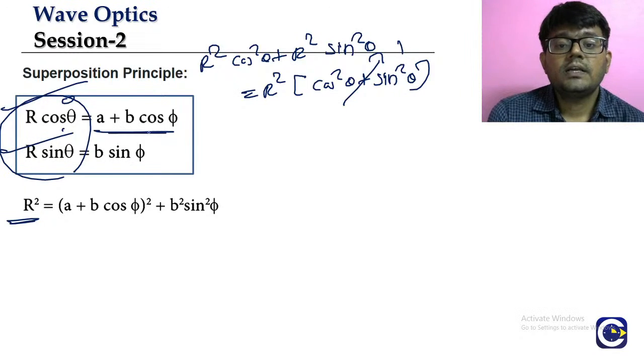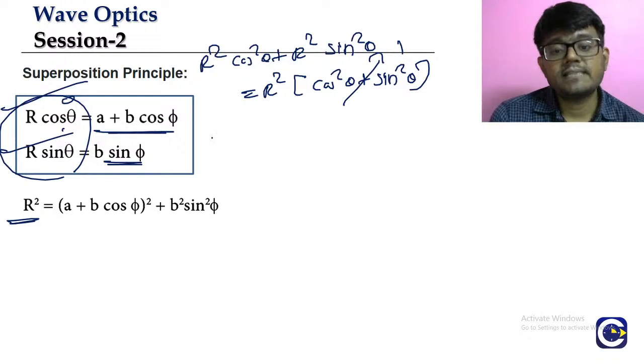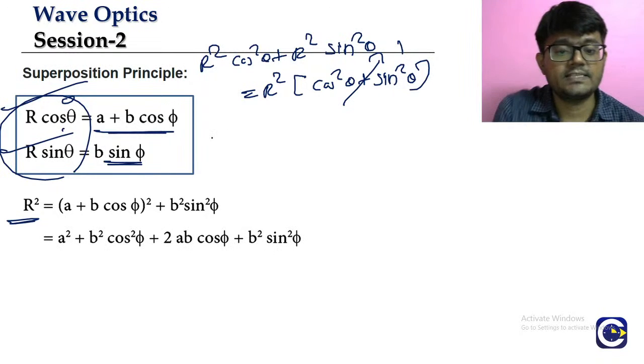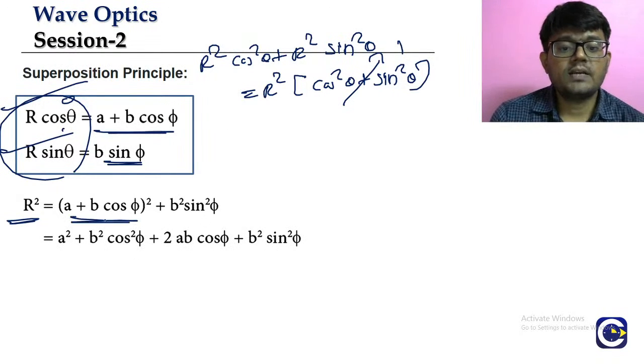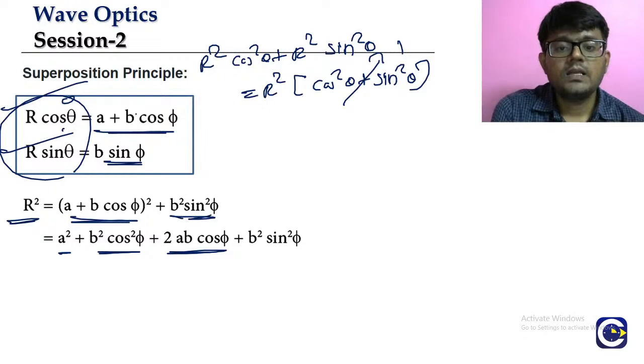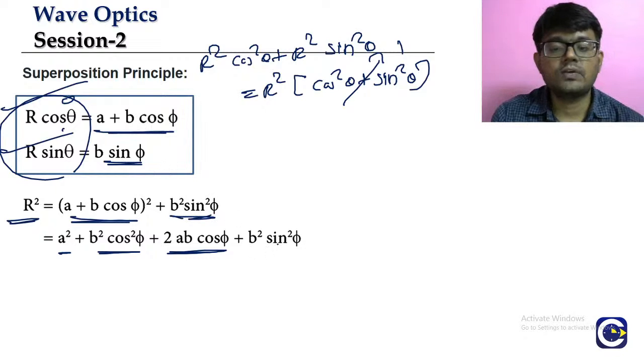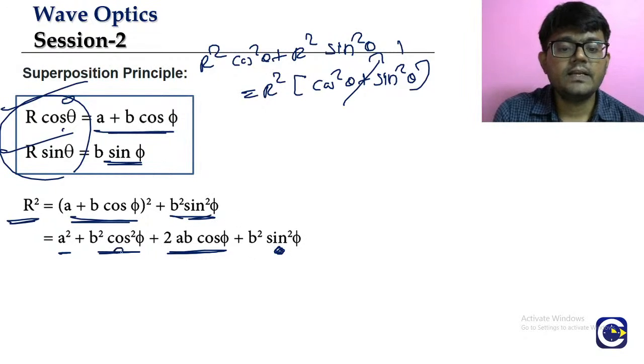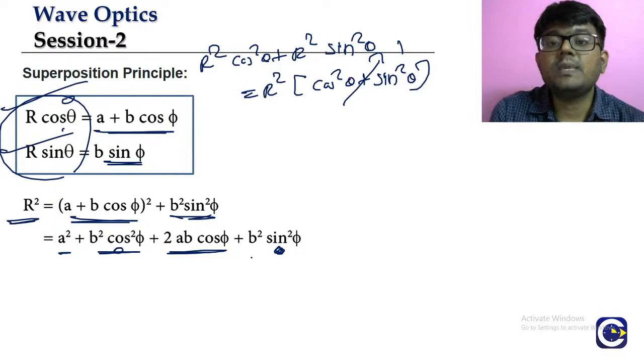RHS is what? A plus B cos phi the whole square, plus B sin phi the whole square. So we will simplify the RHS part. It's like X plus Y the whole square: X square plus Y square plus 2XY. Plus of course our B square sin square phi. See here, B square cos square phi plus B square sin square phi.